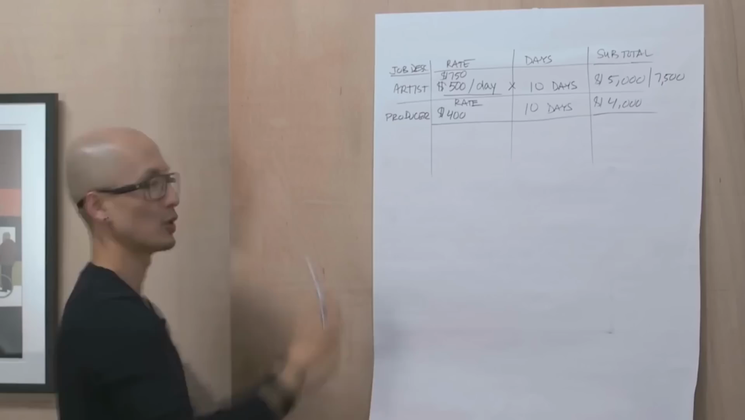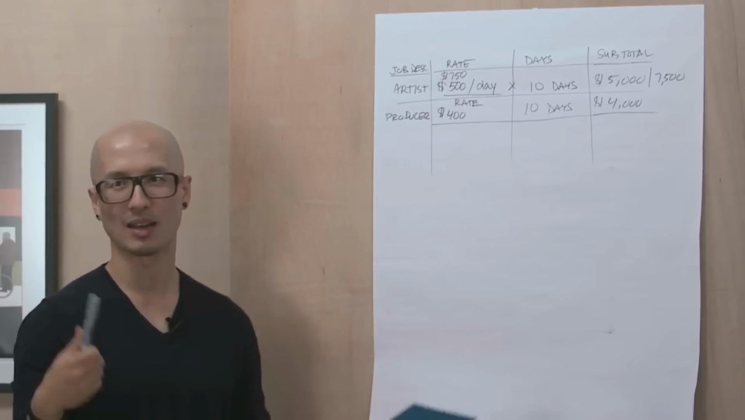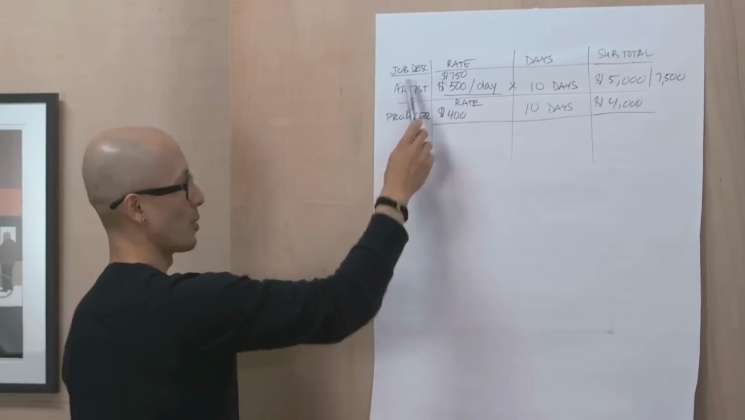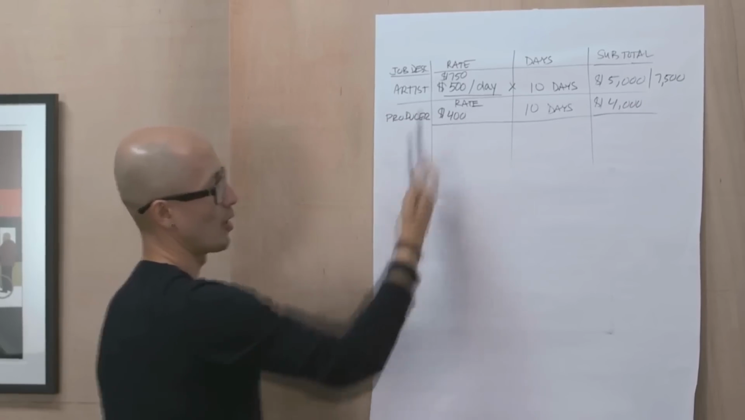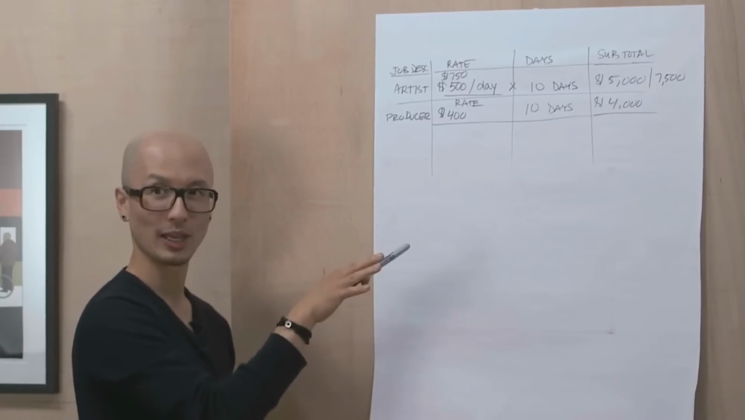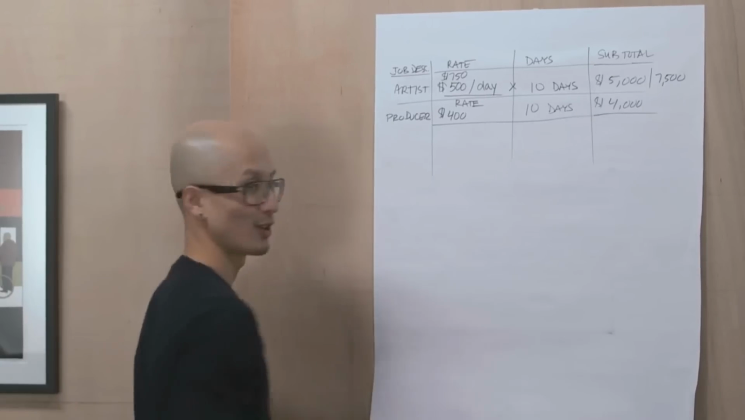Now you need to add in a producer because somebody's got to run the job. Somebody's got to look at the assets and manage the team. Okay, so the team is one person, that's fine. So I'll just put in there a rate of $400 a day. In Asia, you're going to pay a lot less than that, so let's assume that that's okay. So at 10 days, that's $4,000 now.